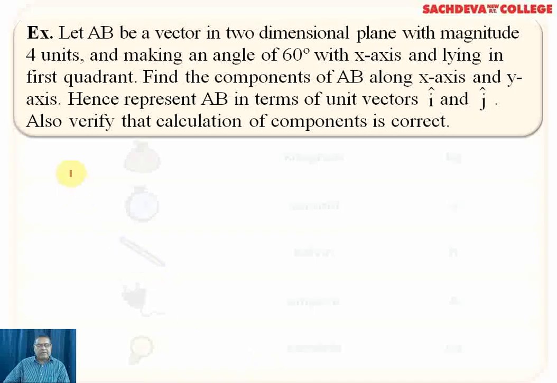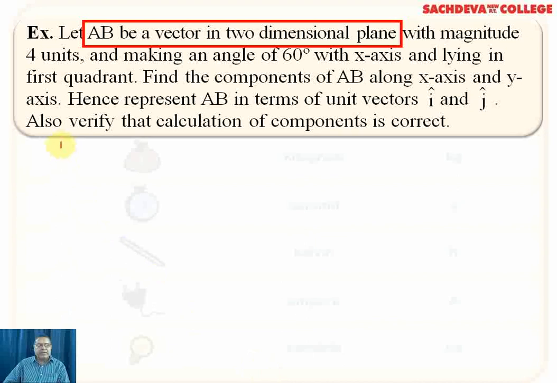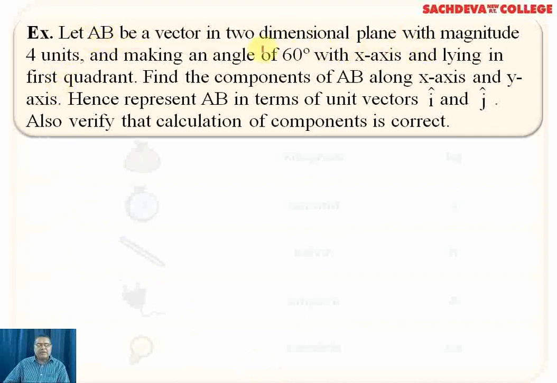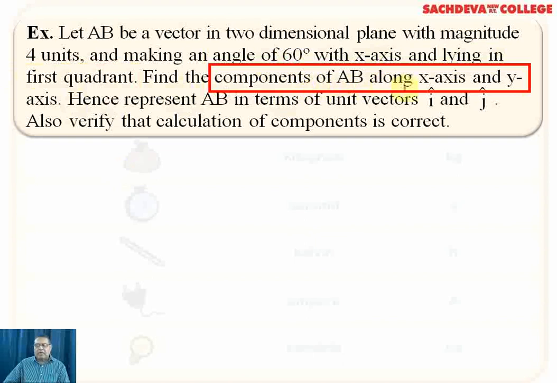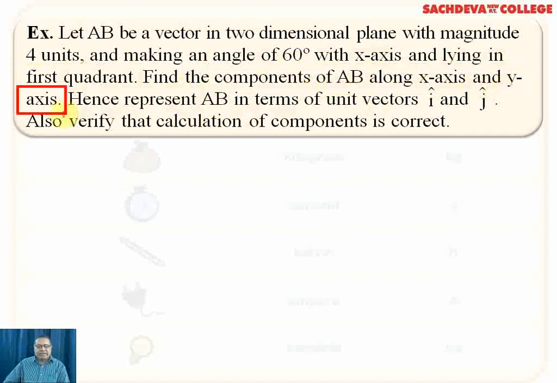Now, in the next example, AB is a vector in a two-dimensional plane. When we say AB is a vector in a two-dimensional plane, then points A and B have coordinates like (x1, y1) and (x2, y2). This is the meaning of a vector in a two-dimensional plane, with magnitude 4 units, making an angle of 60 degrees with the x-axis and lying in the first quadrant. Find the components of AB along the x-axis and y-axis.